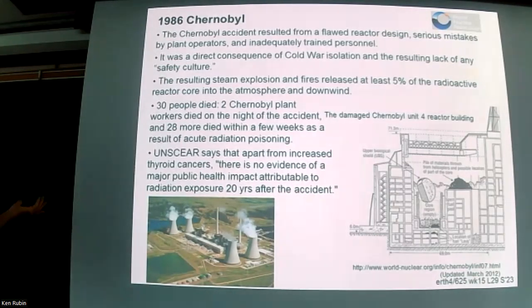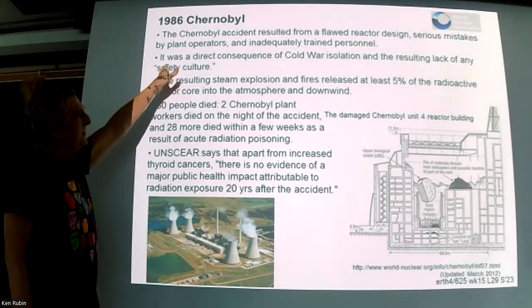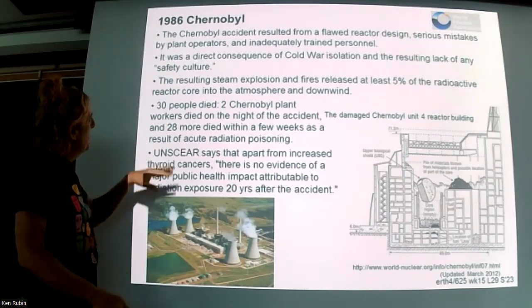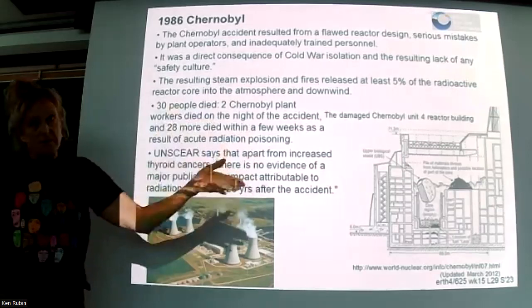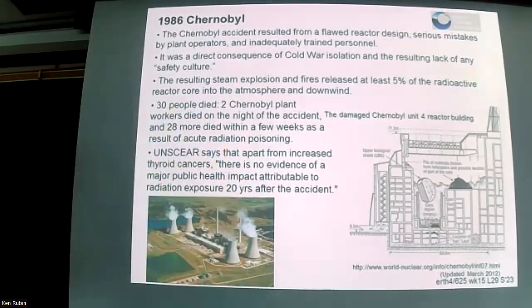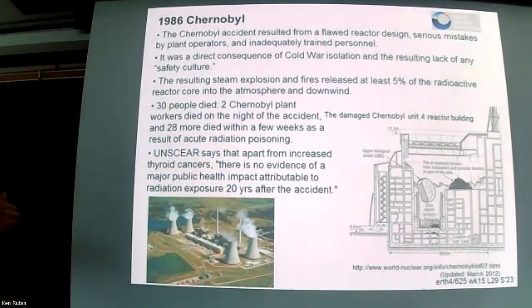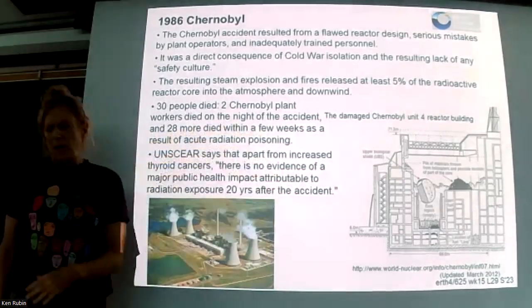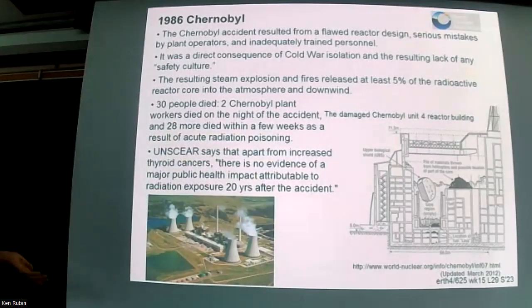And maybe there wasn't as much safety culture and isolation and all this kind of stuff. I think some of that stuff is debatable. We know that 30 people died from this, so it was a much worse accident. Two people died at the plant right away on the night of the accident, and then 28 more died within a few weeks from the acute radiation poisoning.